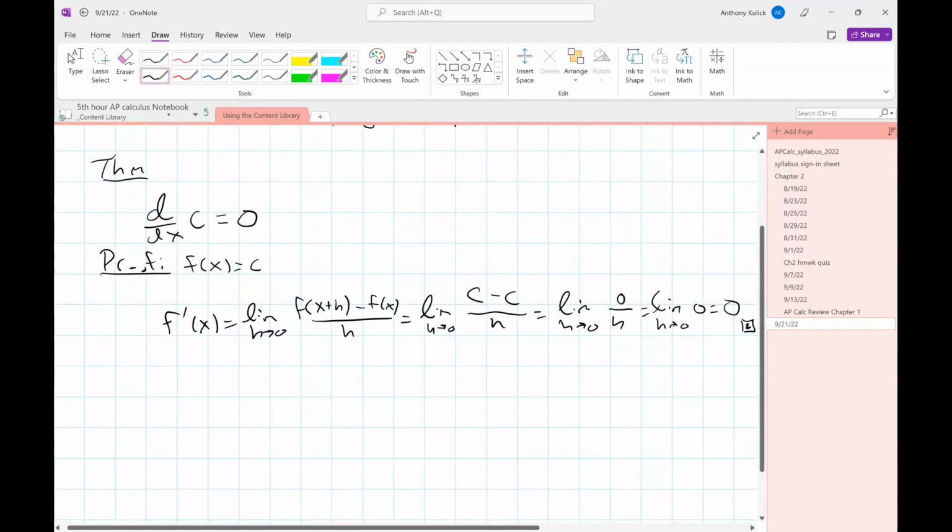But now this becomes, instead of a big whole line of text, literally mental math, right? Derivative of a constant, 0. Done.